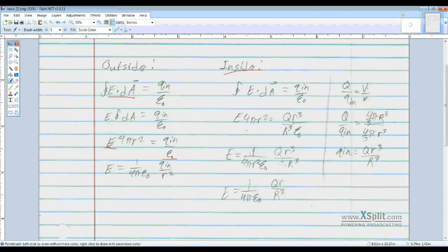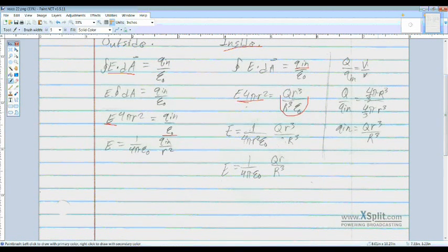We get E times the surface area of a sphere here, but you see here we have to solve for Qn. So to do that, we can say that big Q over Qn is equal to the big volume over the small volume. So we get 4 over 3 pi R cubed divided by 4 over 3 pi r cubed. Of course that's big R and little r. So those cancel, and we just get that Qn is equal to big Q times little r cubed over big R cubed.